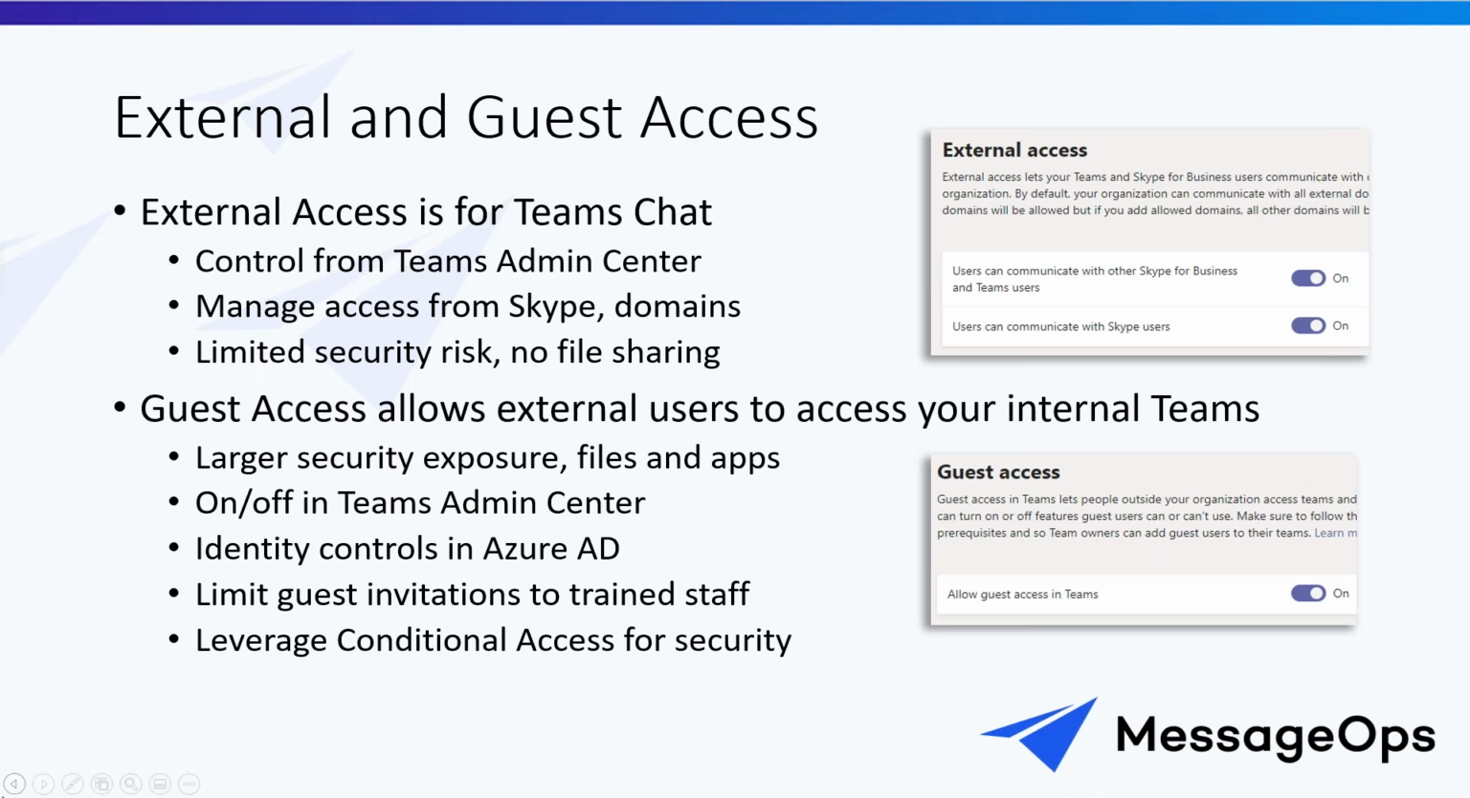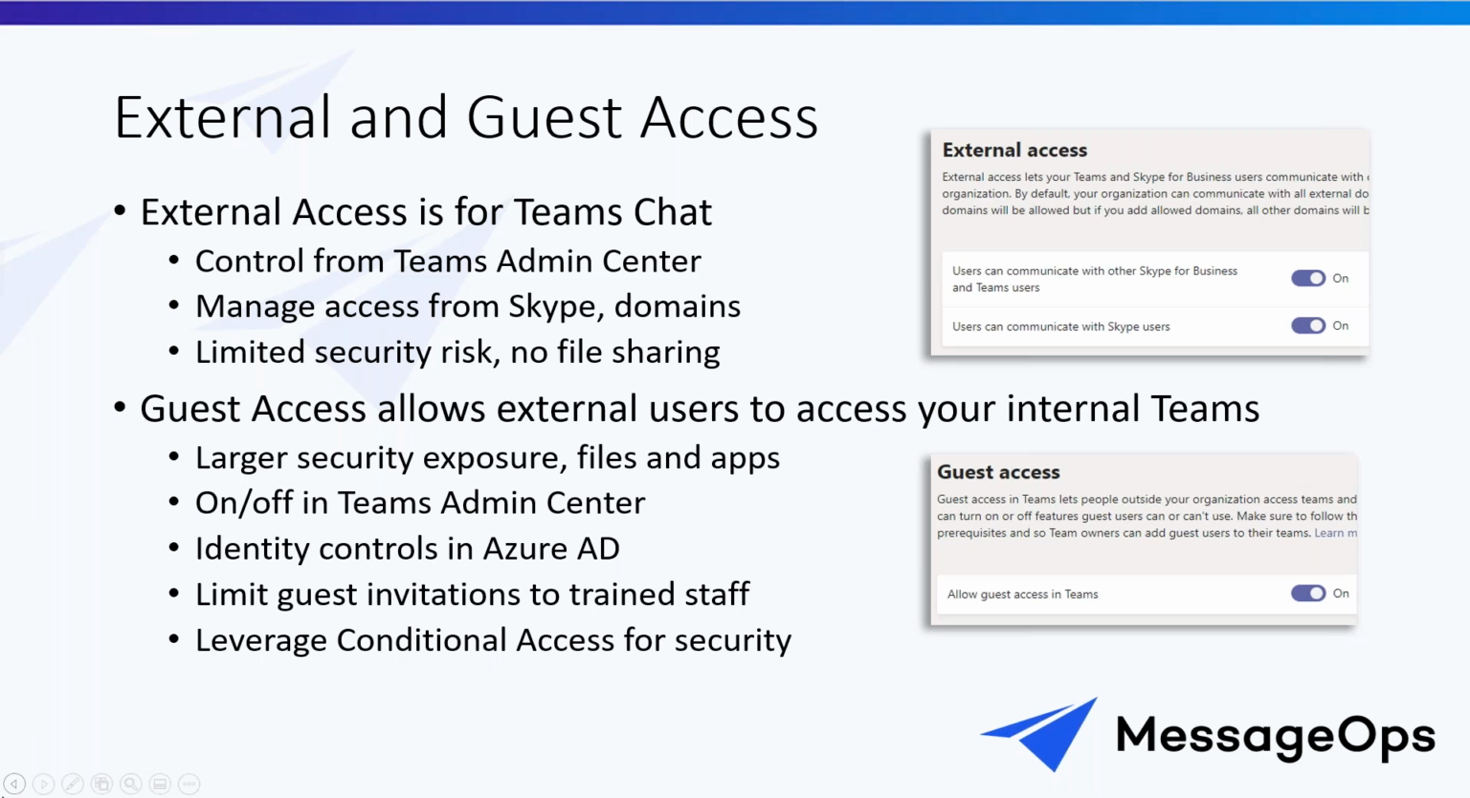You can choose whether or not your users can communicate with Skype. And in the case of the second control that you see on the right there, that's actually the personal version of Skype. So not only can users chat with people on Teams outside of the organization, but they can chat with people in Skype for Business, and they can chat with people in Skype Personal if you don't have that control turned off. So you have to be aware that that's something that you can control.